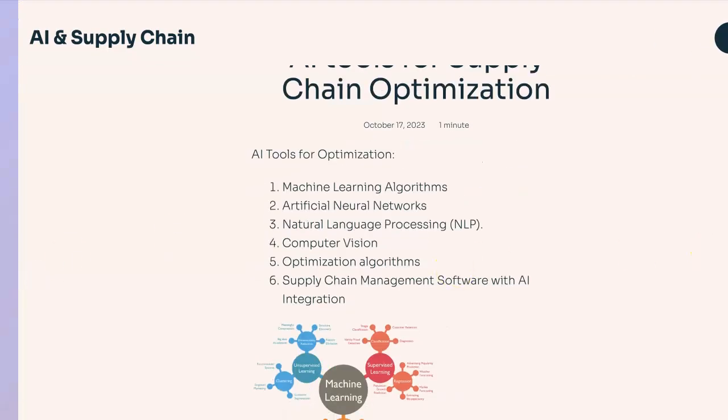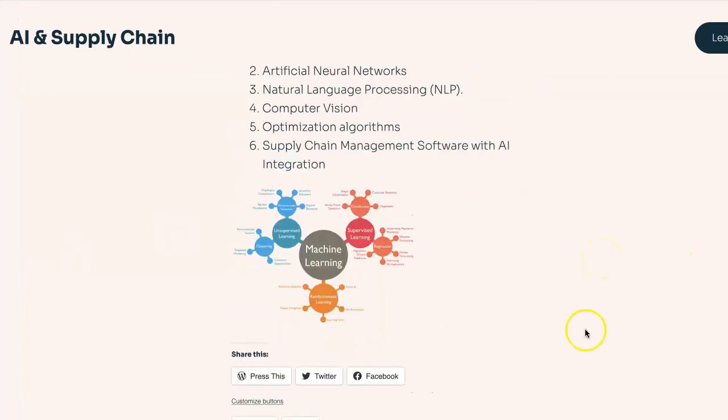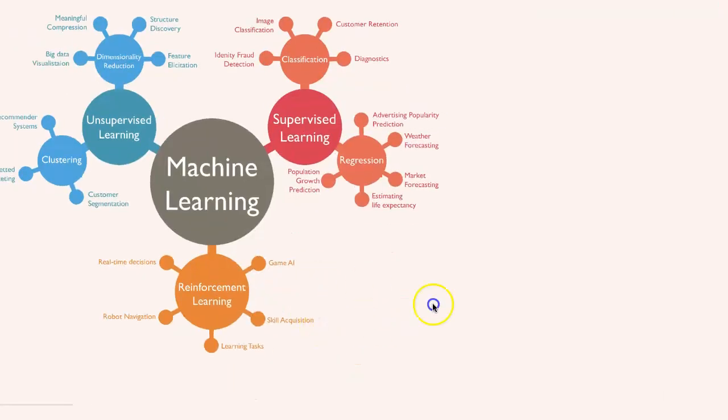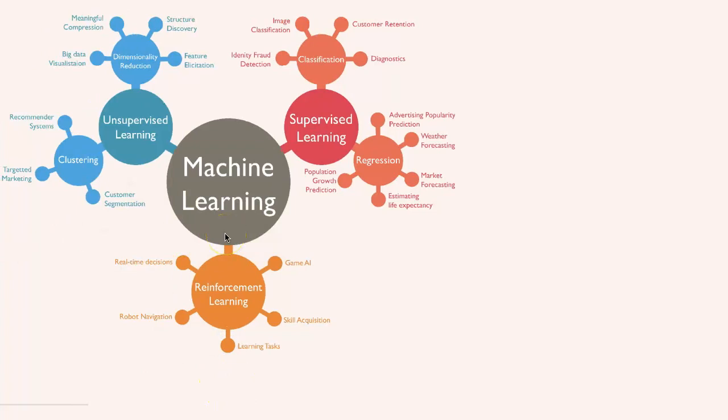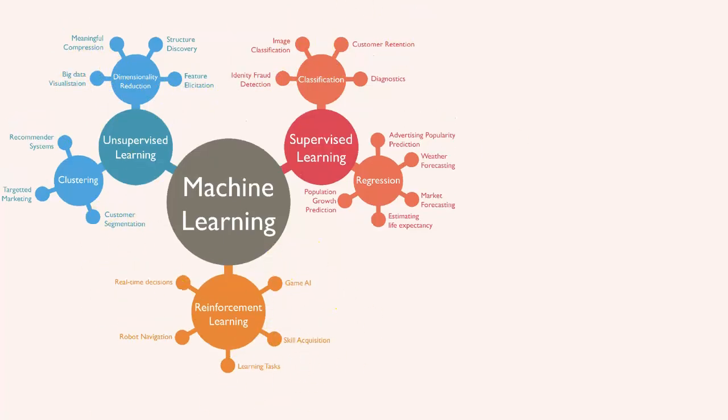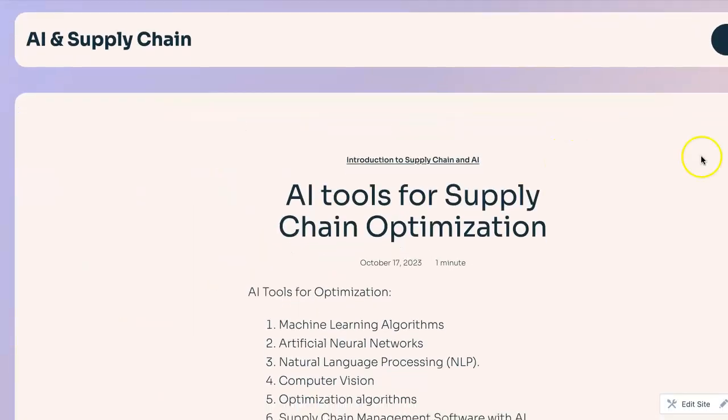There are multiple AI tools, and one of them is machine learning. Like I've said, I put an image there. I'm going to zoom in so you can really look at what machine learning is. Machine learning is an AI tool for optimization that will help companies optimize their inventory lines, their product, customer analysis, and so on. It can give analysis, like regression, which is a type of analysis. We can look at customer retention, big data visualization, we can learn more tasks, we can find skills, game AI, real-time decisions. And this is an example and an image.